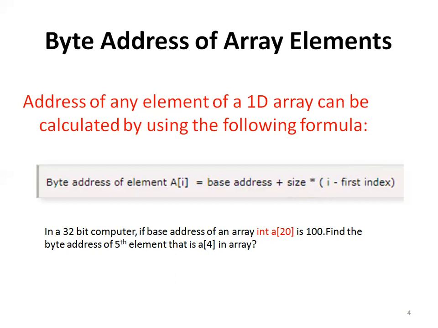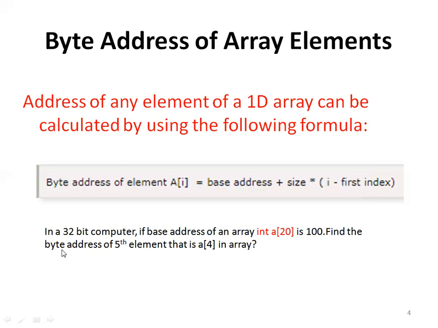For example, if you are using an integer array and your computer is a 32-bit computer, then one integer data will occupy 4 bytes of memory location, so the size will be 4. And this I is the index of the element whose address you want to find in the array. And this first index is the index of the first element. For example, if you're using the C programming language, then the first index is always 0.